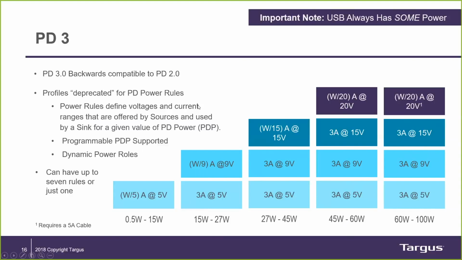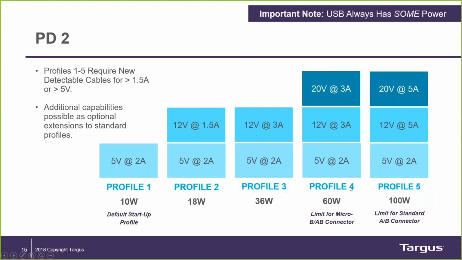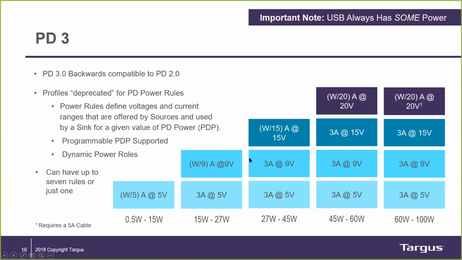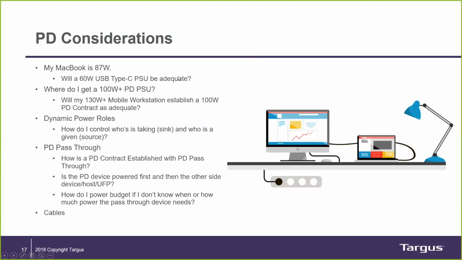That's the biggest thing. The other thing is, remember though, it's backwards compatible to 2.0. So for instance, if I have a power supply that's a 60 watt, up to 60 watt power supply, and I plug it into a PD 2.0 device of 60 watts, it'll work, right? So that works fine.